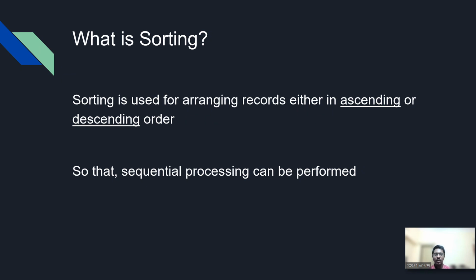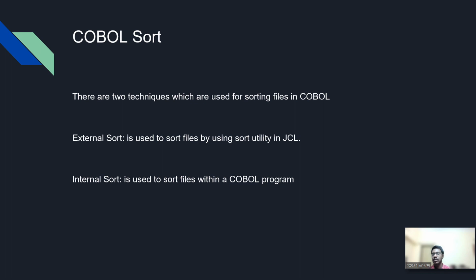So moving on, COBOL sort. There are actually two techniques of sorting files: external sort and internal sort. External sort is something which is done in the hard disk rather than in the RAM. So in storage devices like hard disk drives or solid state drives or Optane memory, this external sort can be performed. Not sure about Optane memory.